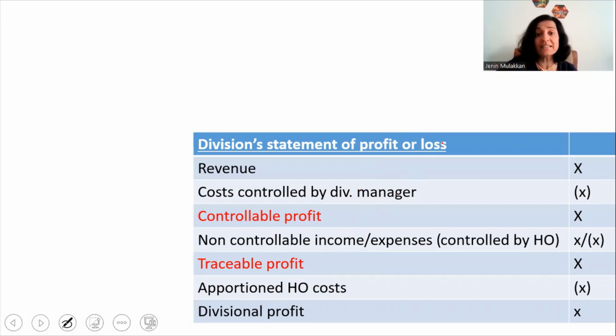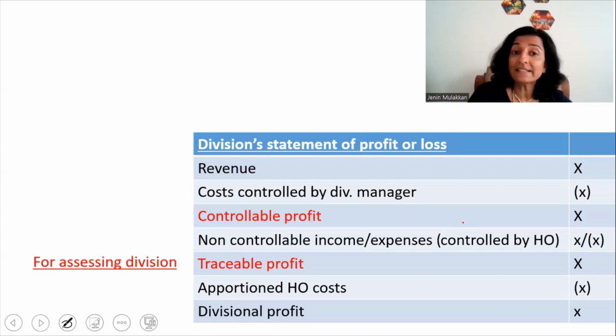So what is given here is the division's statement of profit or loss. So you have the revenue, and from the revenue, when you reduce the cost controlled by the divisional manager, you get the controllable profit. And from the controllable profit, add or less the non-controllable income or expenses, or those income or expenses controlled by the head office, then you get the traceable profit related to that particular division. From that, you reduce the apportioned head office cost. That is, the head office will incur certain common expenses for all the divisions. So there will be a logical way in which the head office costs are apportioned between the various divisions. So that is deducted finally to arrive at the divisional profit.